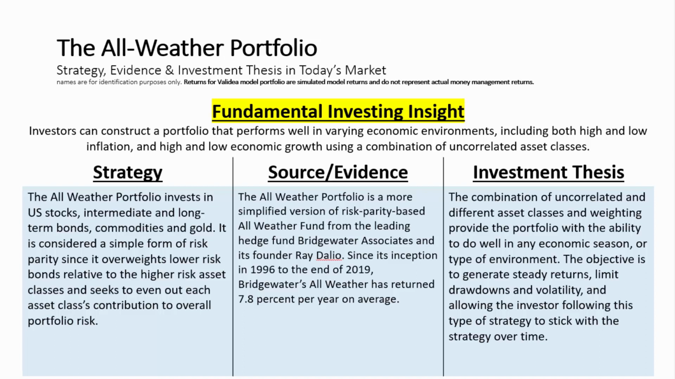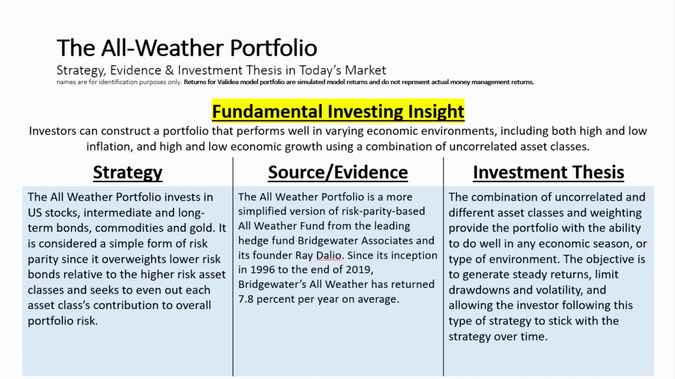As for the source and the evidence behind the model, the all-weather portfolio is a more simplified version of a risk parity-based all-weather fund offered by Bridgewater Associates and its founder, Ray Dalio. Since its inception in 1996 to the end of 2019, Bridgewater's all-weather fund returned 7.8% annually.